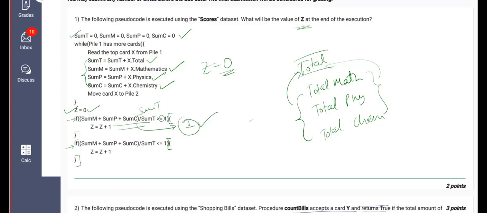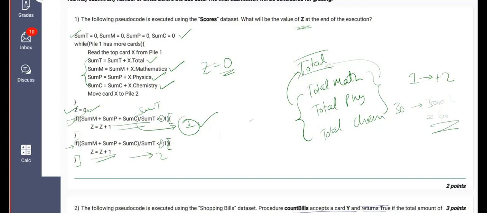Therefore, we increment the value of z by 1 if it is satisfying one of the conditions. So the first condition gets satisfied. And now coming to the second condition, here it is checking for less than or equal to, but even here there is an equal to symbol. Therefore, it is increased for the second time. So for the occurrence of one card, the value becomes plus 2. And in the scores dataset, as far as my dataset is concerned, there are 30 cards, so it becomes 30 into 2, 60.